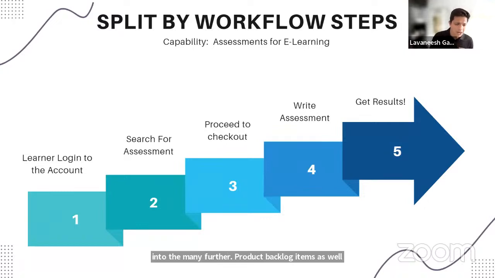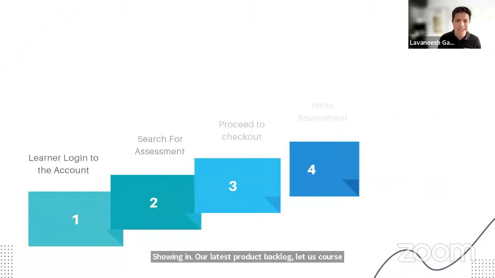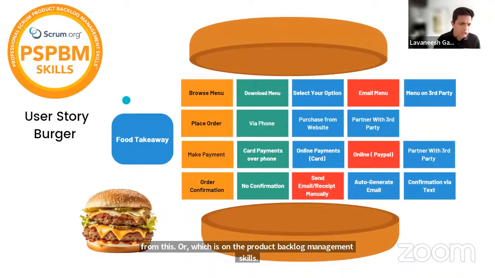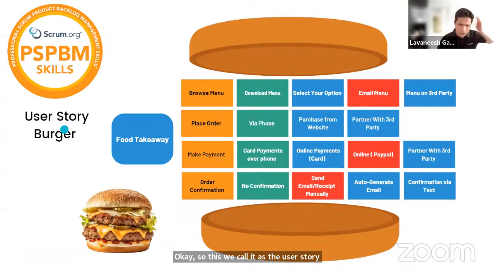Okay. Now, something which I want to show you very quickly is one technique which we are explaining, or you can say showing, in our latest product backlog course from Scrum.org, which is on the product backlog management skills. Okay, so this we call the user story burger, guys. So how does this particular technique work? Let's say for an example, if you find those various steps in the journey of a user to do a particular job, we can think about multiple options as well.